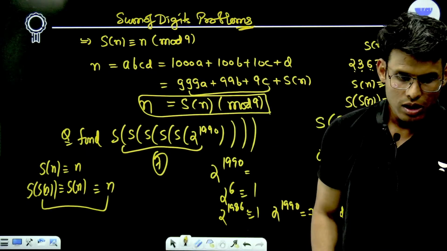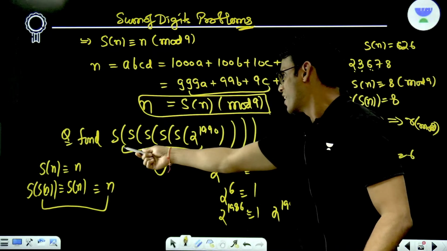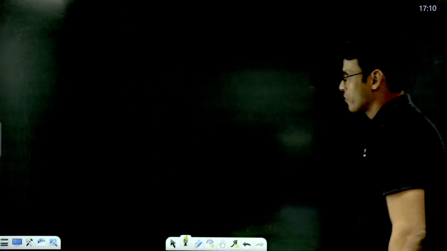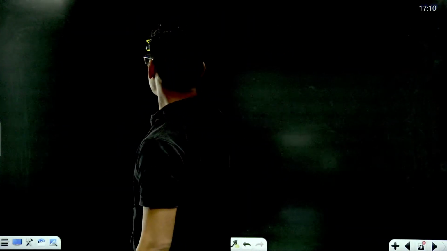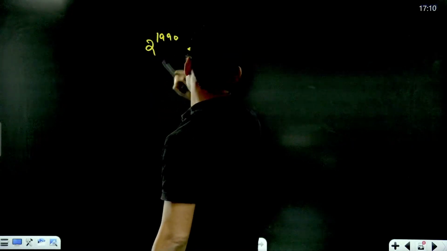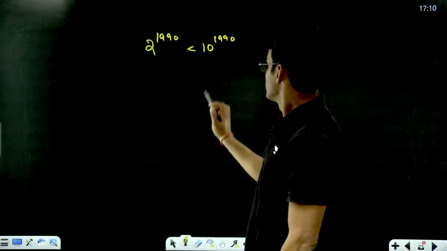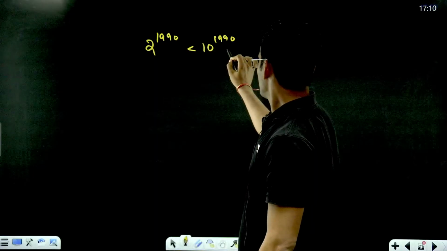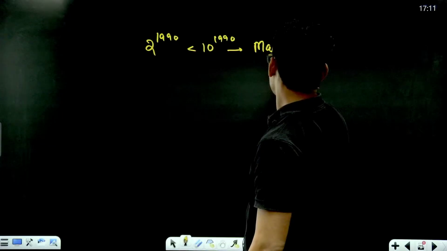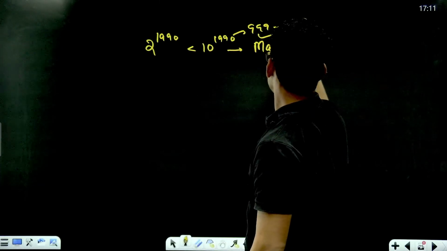So how will we know if S(n) is small enough? This is a very good question. Let me tell you. 2 to the power 1990 is less than 10 to the power 1990. So the max sum of digits can be when all digits are 9, 1990 times.